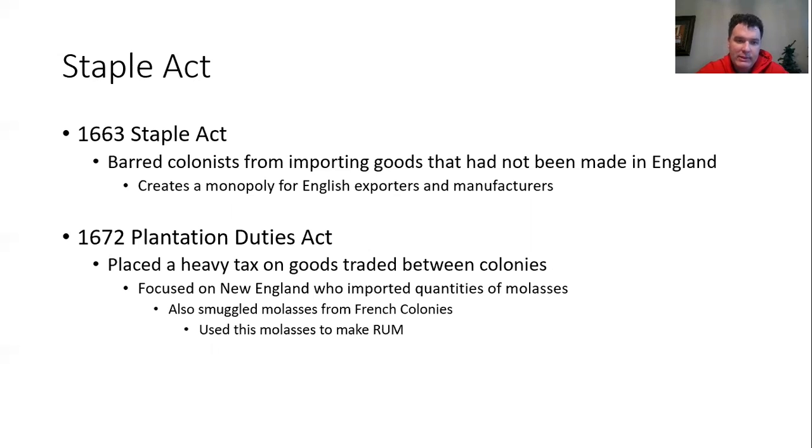The Staple Act, which bars colonists from importing goods that are not made in England. And then the Plantation Duties Act that places heavy taxes on goods that are traded between, like, Virginia and New York, or New York and Massachusetts. So sometimes you would actually get a better price if you would buy something that was made in New York, shipped to England, and then shipped back. And so that was true, but you could also smuggle stuff. So smuggling was a relatively profitable enterprise in the New World.